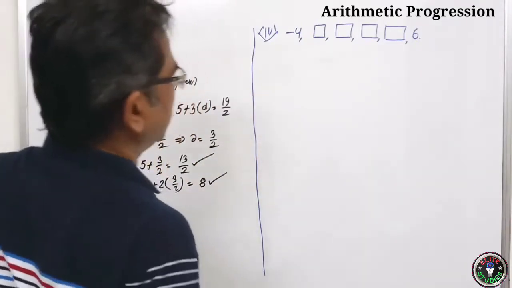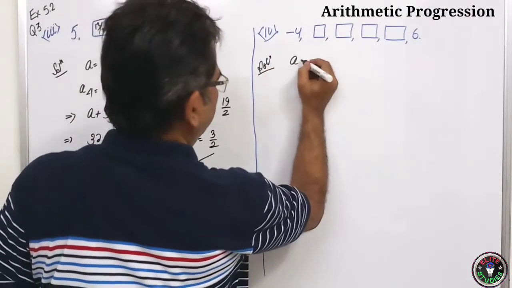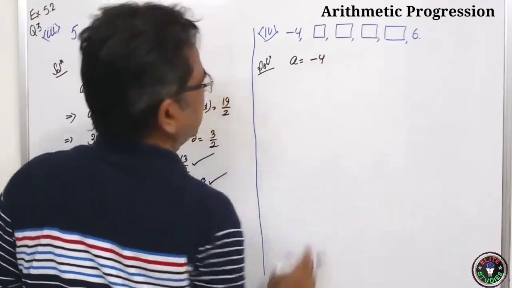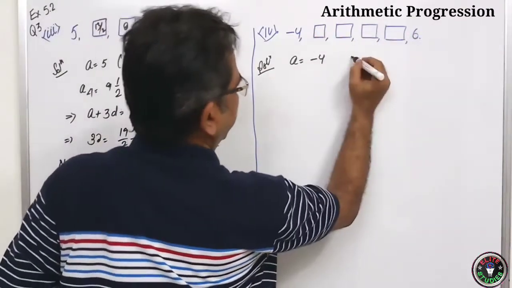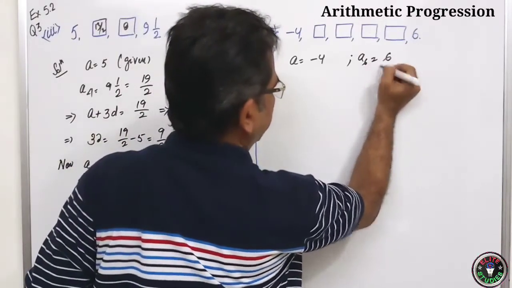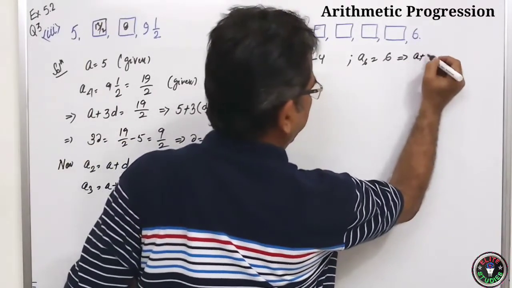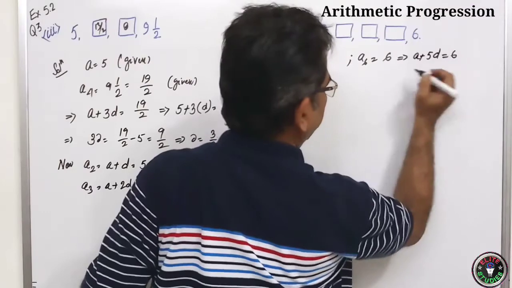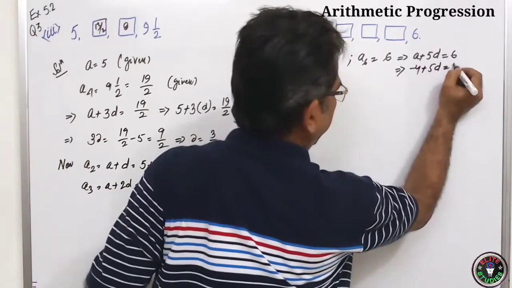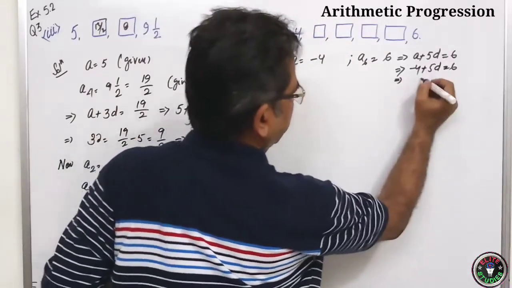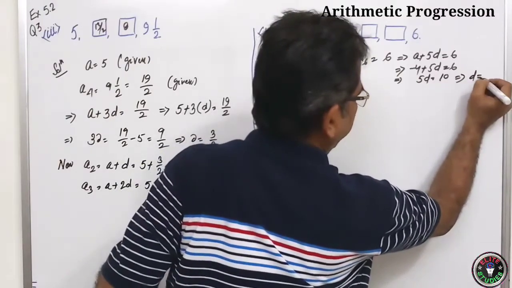So now let us do question number 4. Same type. Here, solution: A is equal to minus 4, given. And A1, A2, A3, A4, A5, A6, and A6 is equal to 6. So it implies A6 means A plus 5D is equal to 6. A is minus 4, so minus 4 plus 5D is equal to 6. This gives 5D is equal to 6 plus 4, 10, so D is equal to 2.